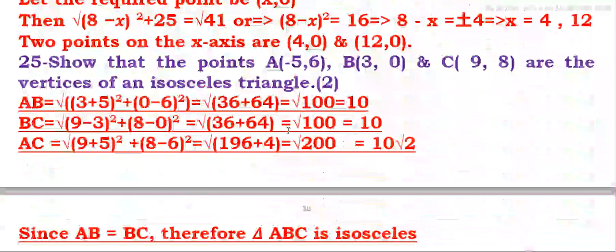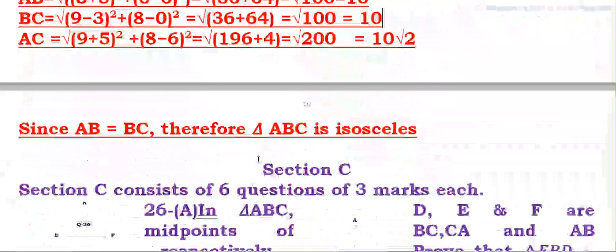So these points are the vertices of an isosceles triangle. We will calculate the distances AB, BC and AC. We will find that the distance AB is equal to BC, which is equal to 10. Therefore, it is an isosceles triangle.